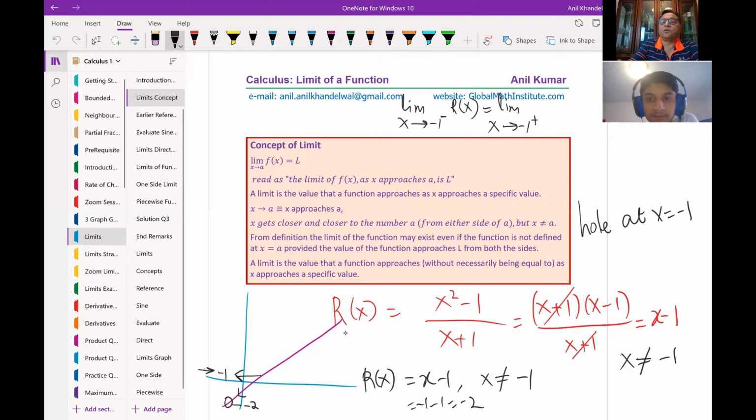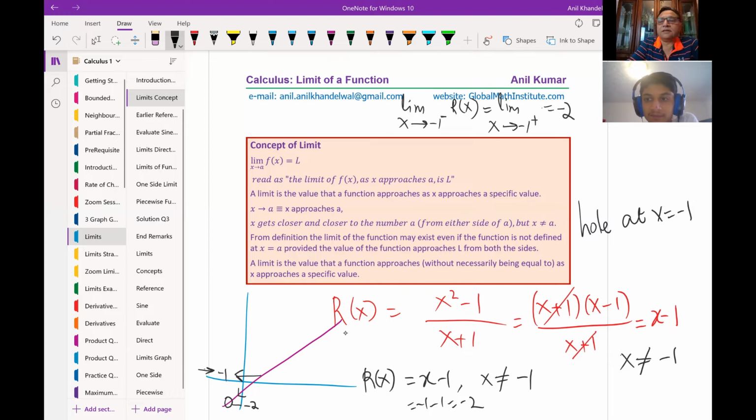When we approach from both sides, we see that we approach only one value, which is minus 2. Since we approach a value which is a real number, we say the limit exists, because from both the sides you approach a particular value. So that becomes the limit of the function at that point. You get the idea? You can't be there, but you know where you could be. You're approaching it, right? Is that okay? So this is the concept of limit, right?